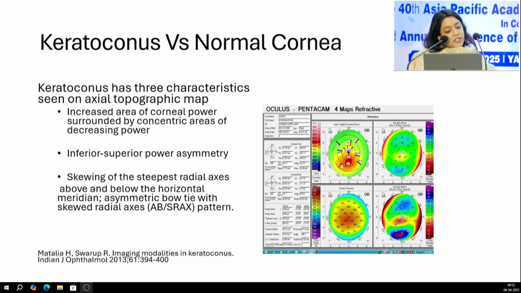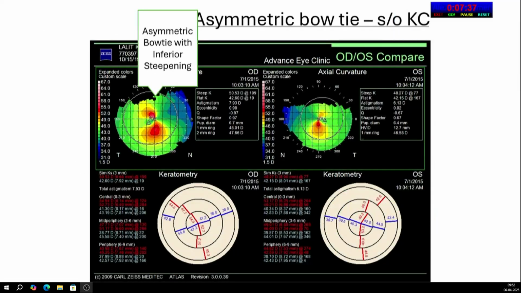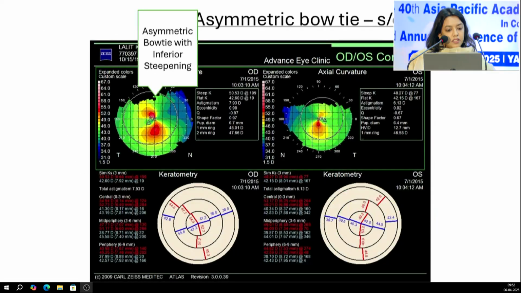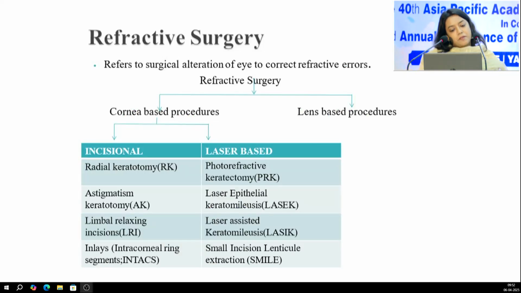In keratoconus, we have to basically look for three points: the increase in the area of corneal power more than 47.2, inferior-superior asymmetry more than 1.4, and skewing of the axis more than 22 degrees. We can see an asymmetric bow tie here, suggestive of keratoconus. It's mostly seen in the axial curvature map, and in this we can see a crab claw pattern in a PMD case.